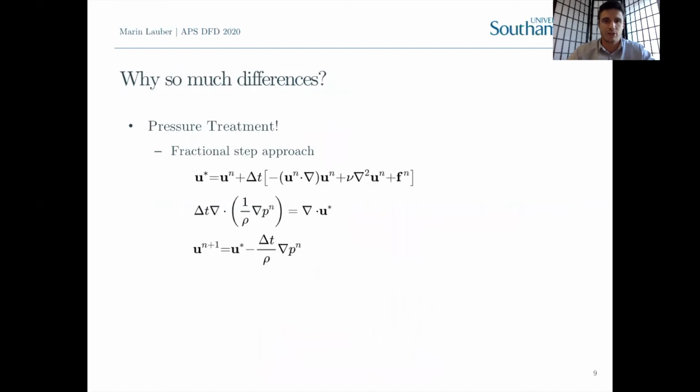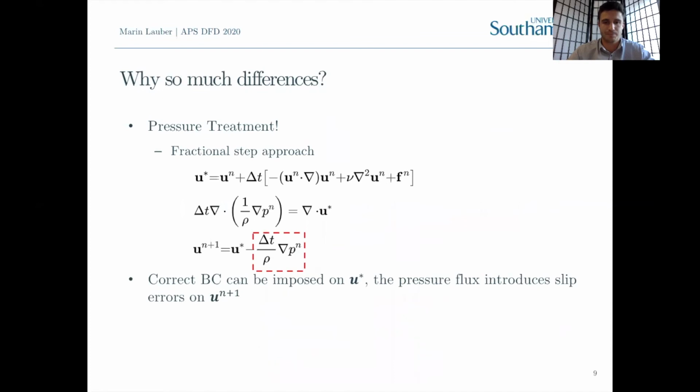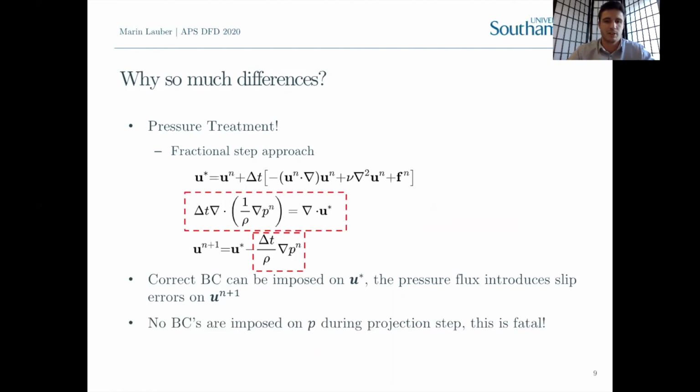Well, it also all has to do with the pressure treatment during the fractional step method. The correct boundary conditions are usually imposed on the provisional velocity field, but because the pressure field is then computed wrong, a slip velocity is introduced on the final velocity field. This is because we do not impose any boundary condition on the pressure during the projection step. And for our simple case, this is fatal. You cannot recover the correct solution.